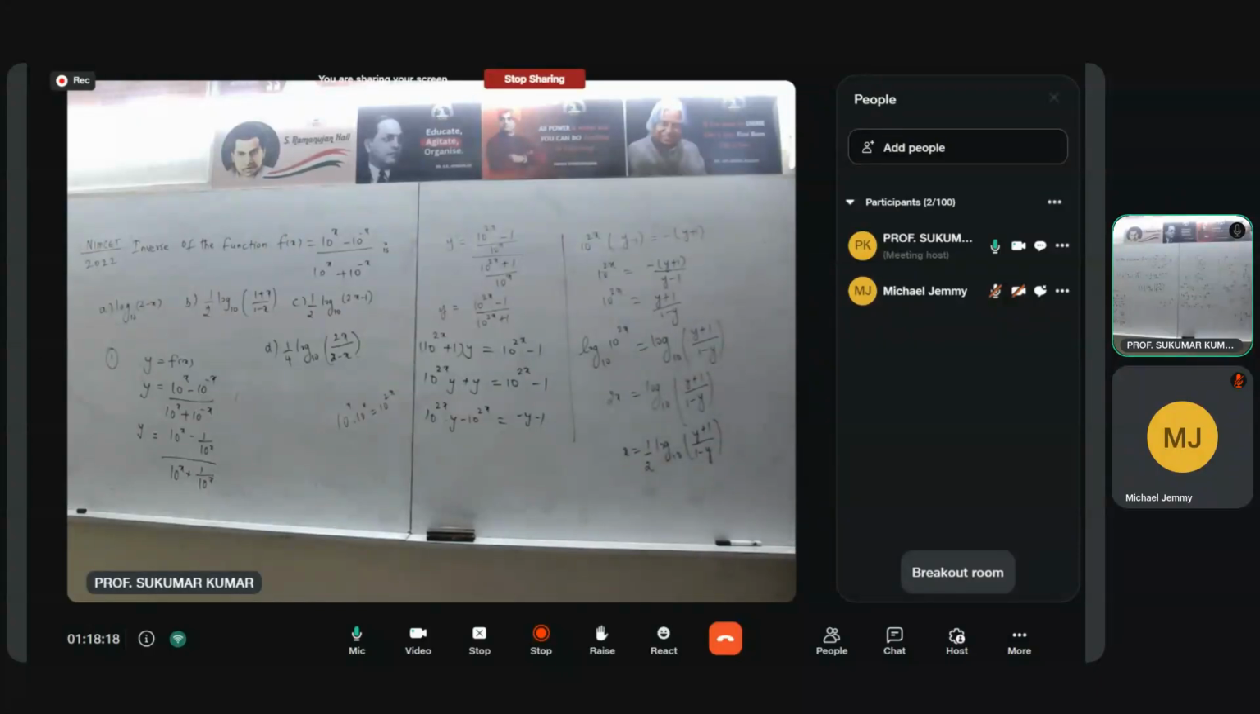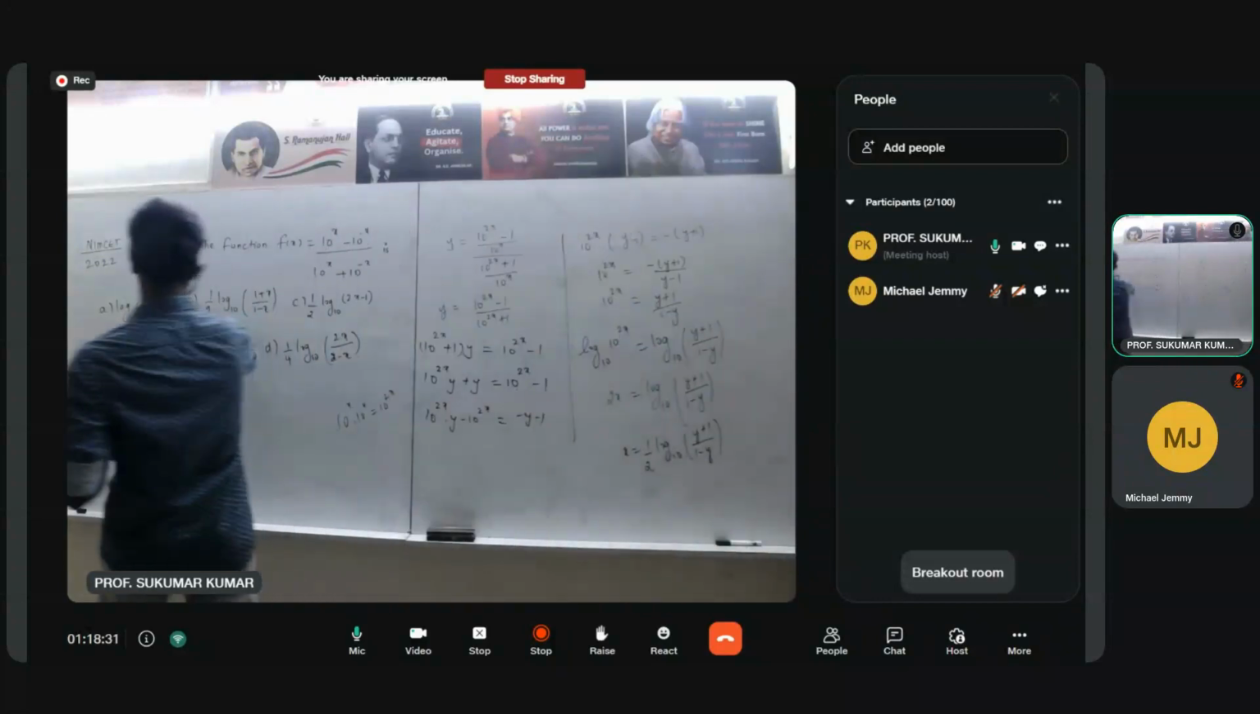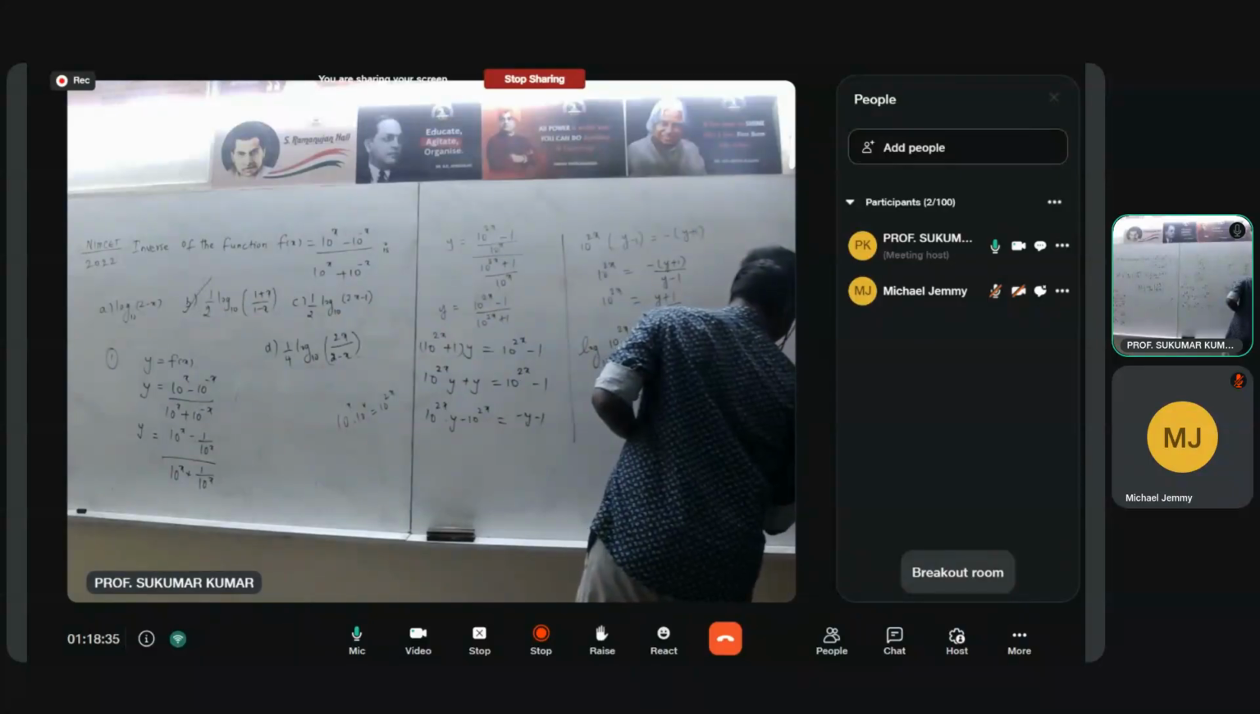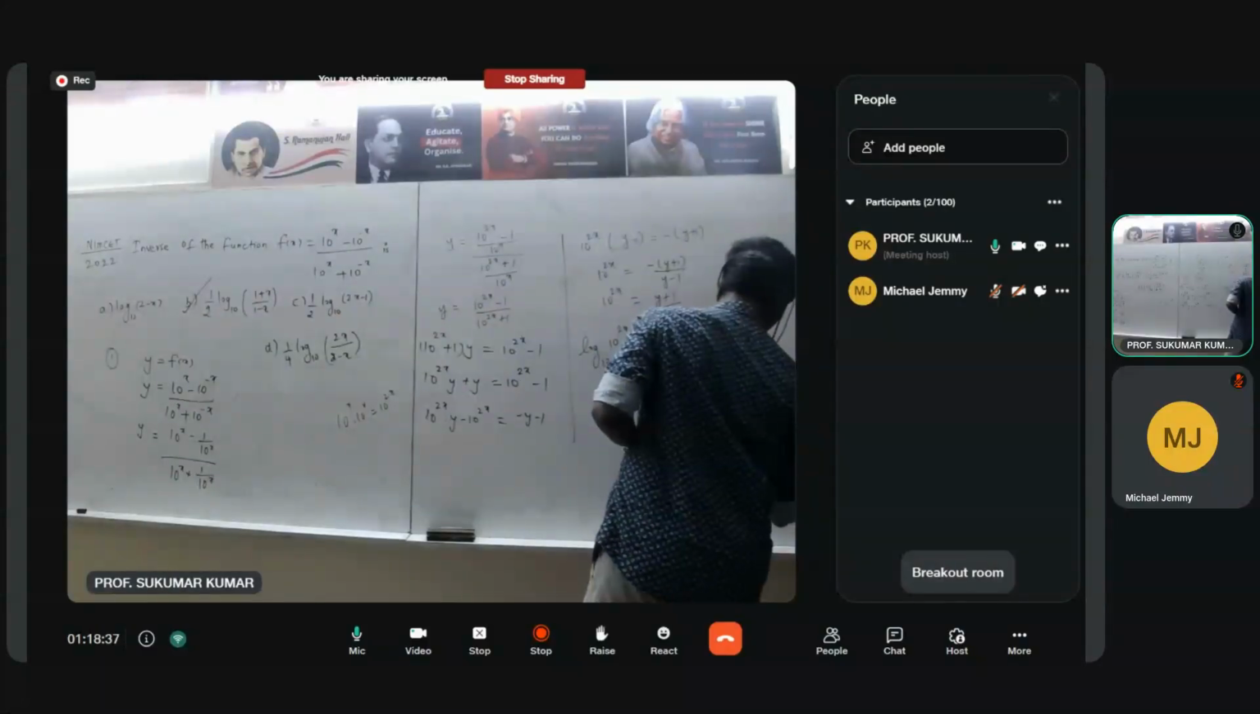Finally, we have to say it in terms of y. Wherever x changes into y, y is equal to 1 by 2 times log of x plus 1 by 1 minus x. Okay, so we got it. Just interchange x and y for the inverse of a function.